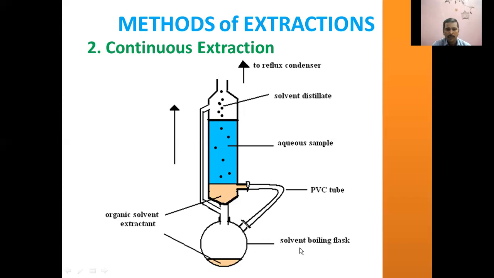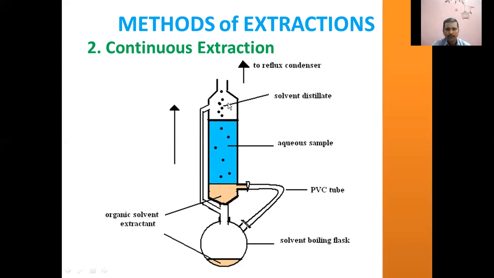So the solvent reservoir, you place it in a heating source, heating mantle, or a hot water bath or sand bath, whatever it is. You start boiling the organic solvent. When the organic solvent starts to boil, it will be converted into vapor. Then the vapors will be going towards the condenser. Here, this is going to be the condenser. This upper tube is the condenser.